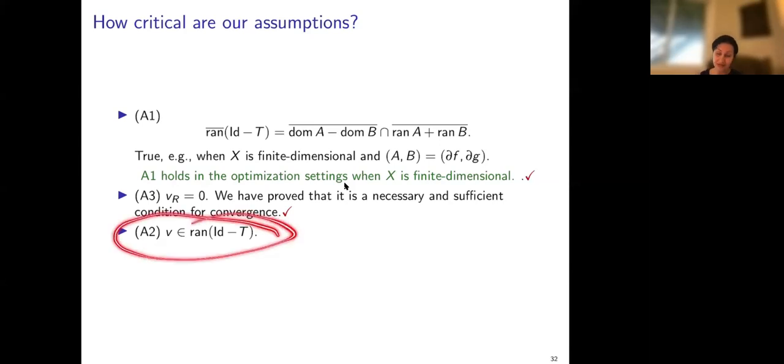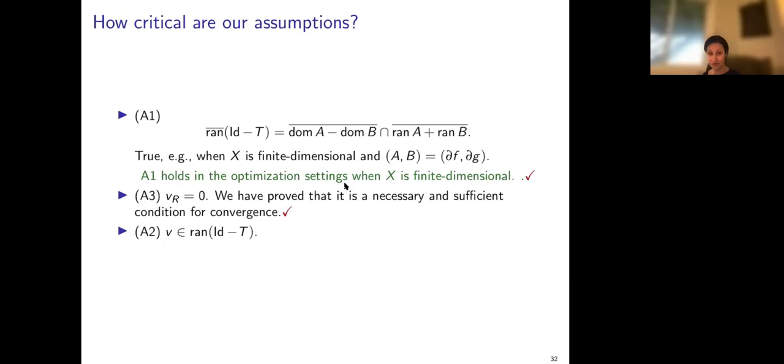And then I come to this assumption that V is attained in the range of identity minus T. And I remind you that V is the minimal norm element in this closure, but the attainment may or may not be attained. And I show you now that if A2 fails, we can't say much. We can't tell a lot.